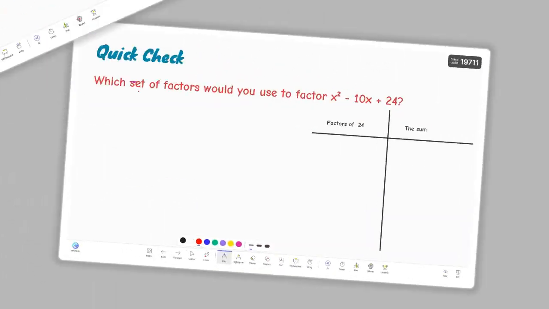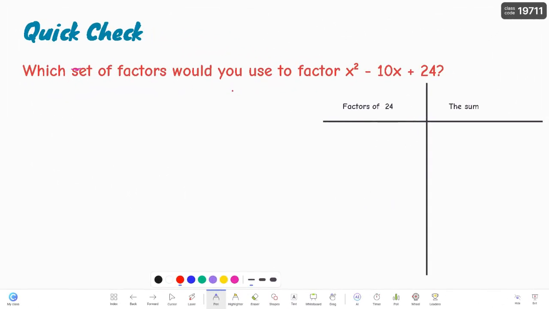So let's take another one. In this one, it asks which set of factors you would use to factor x squared minus 10x plus 24. So where exactly is the c? This is my c value, which is 24. And here's the b, which is negative 10. So the first step, I'm going to look at the sign of c. C here is positive, so I'm going to write two brackets like this, x and x. And since c is positive, the two brackets must have the same sign based on b. B is negative, so both of them would be negatives.